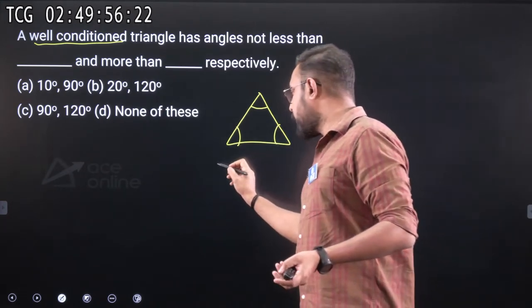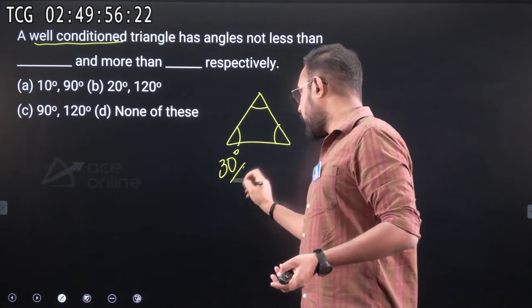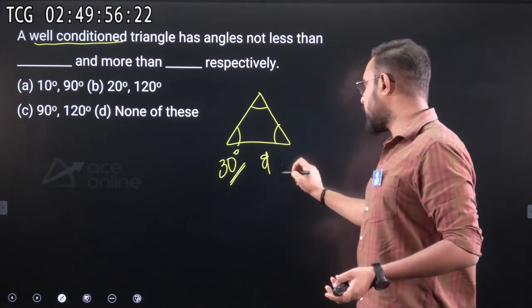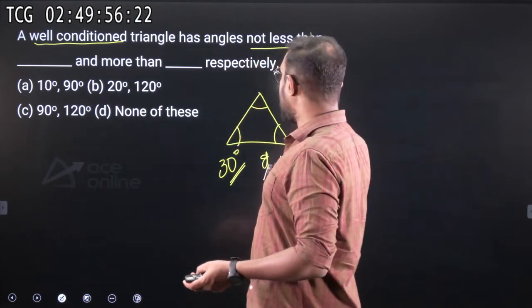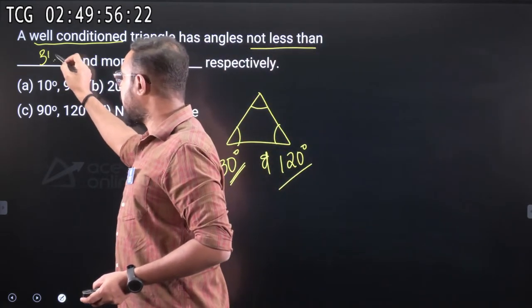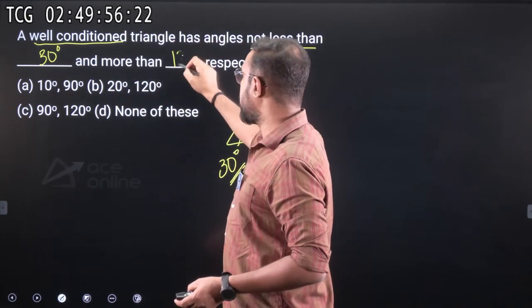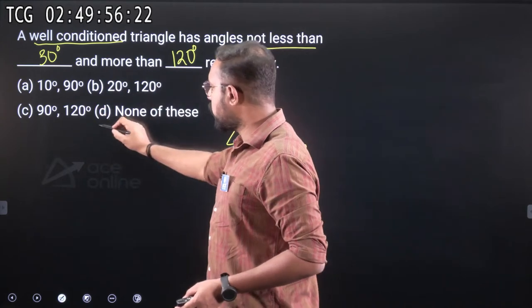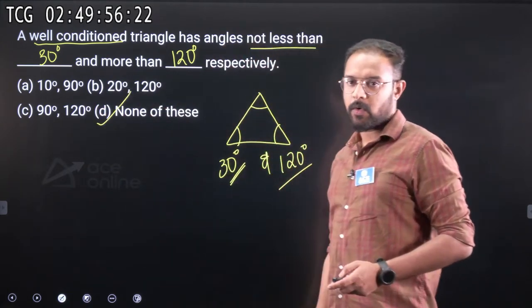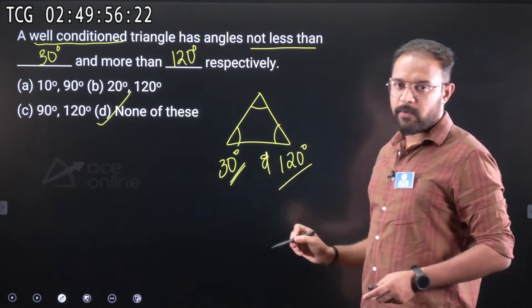Okay? And the limit of acuteness is 30 degrees, and the limit of obtuseness we keep as 120 degrees. So the triangle should not have an angle less than 30 and not more than 120 degrees. With 30, 120 degrees in the options, the only possible answer is option B. Okay. So remember, this is the principle of chain surveying.